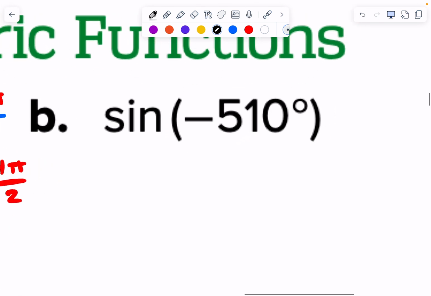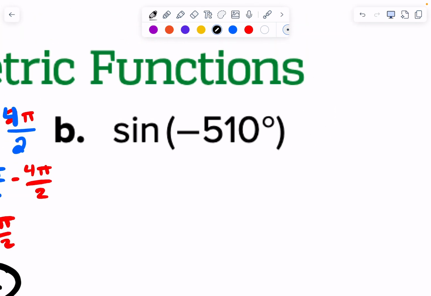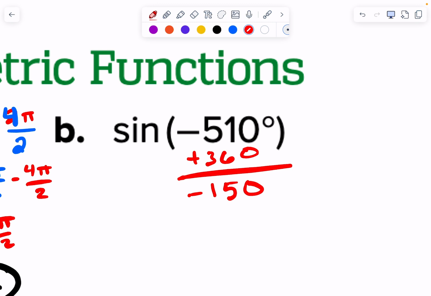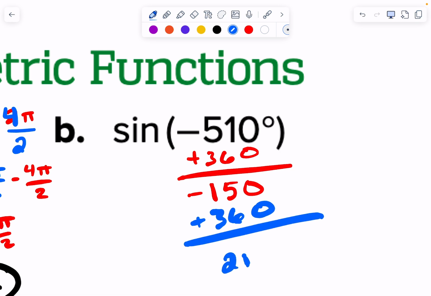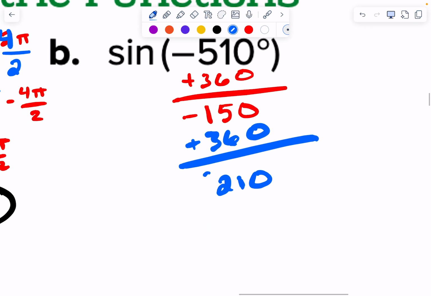Okay, so how do I do sine of negative 510? Add 360. If I do that, I get negative 150. Is that true? Yeah, negative 150. Then what? Add 360 again. That is 210. So sine of negative 510 is the same thing as sine of 210 because negative 510 and 210 are what? What are those called?